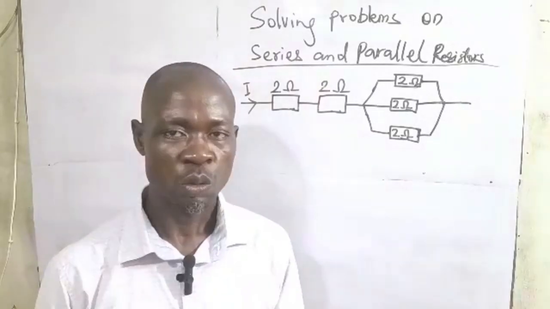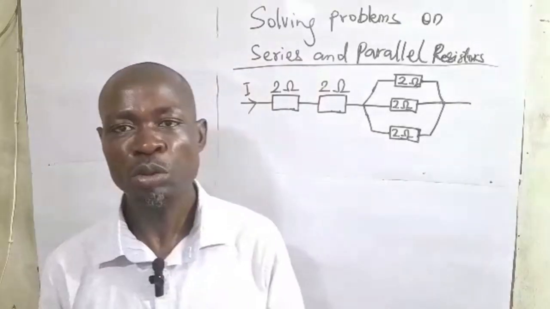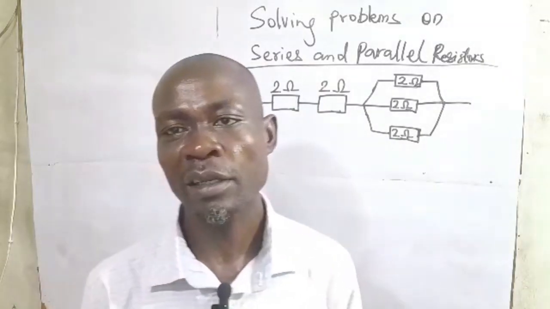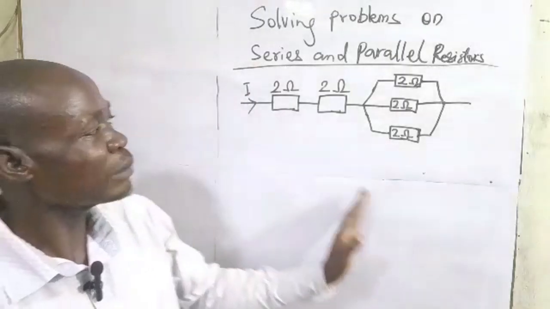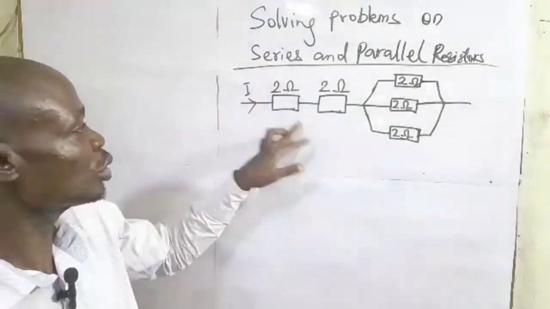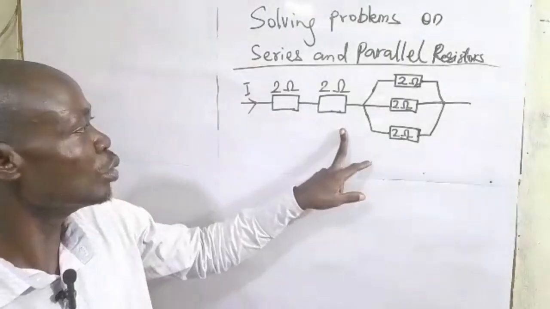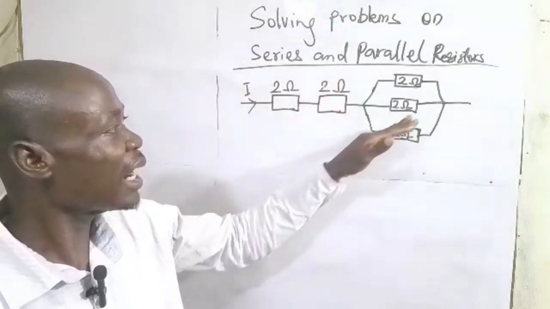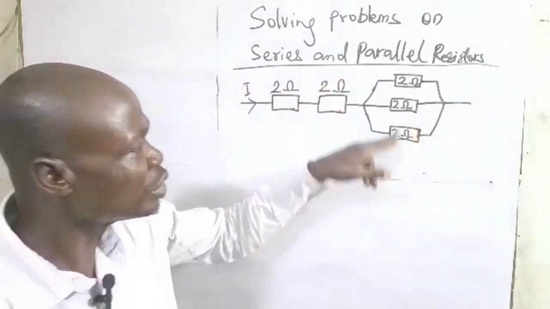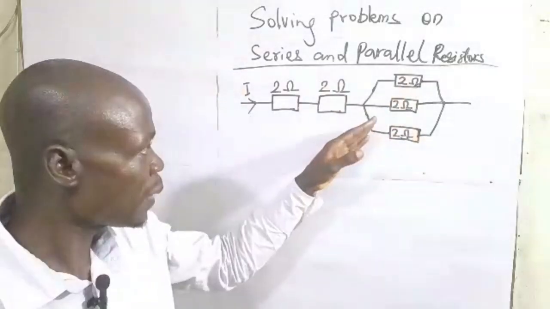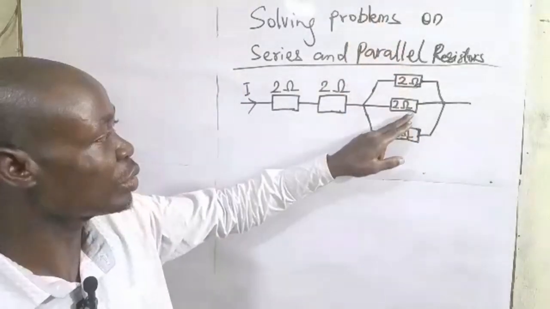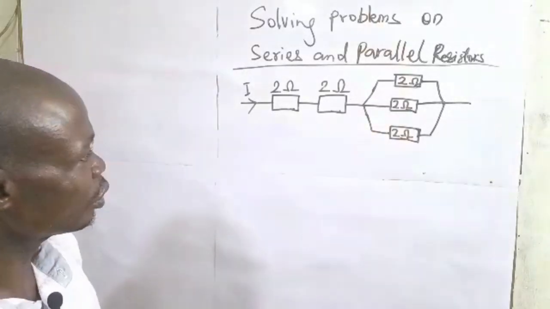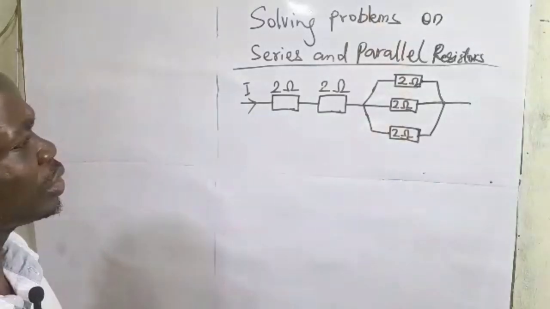So here we want to look at the solutions to problems in terms of series and parallel resistors. When you look at these diagrams, you can see that two resistors of resistance 2 ohms are connected in series. And then the combination of these is in parallel with 3 other resistors. The combination of these 3 resistors here is in series with the 2 ohm resistors. So this is what we need to do.